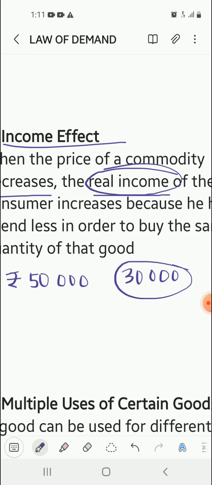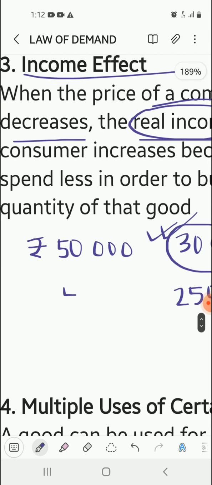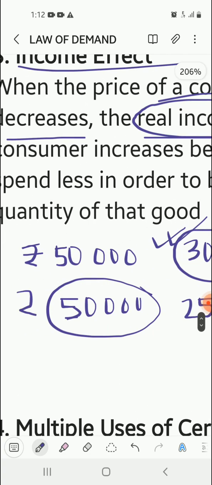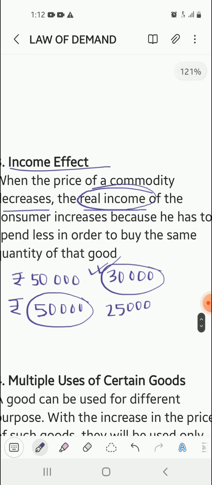Now, when the price of the commodities decreased, he could buy all of what he was purchasing for 30,000 at only 25,000. Therefore, previously with a 50,000 salary he could only save 20, but now he can spend 25, consume the same commodities, and yet save 50% of his income. So this means the real income increases.